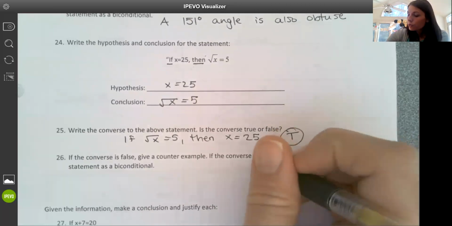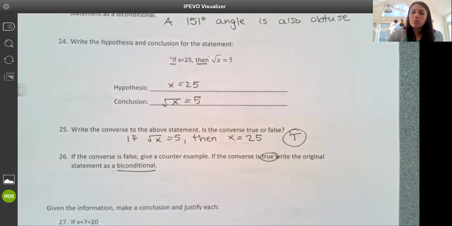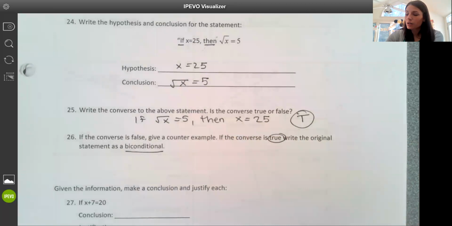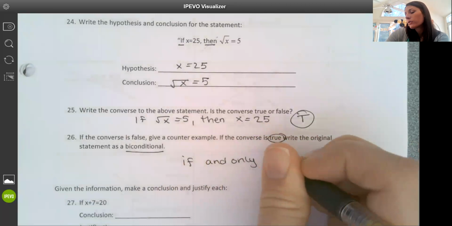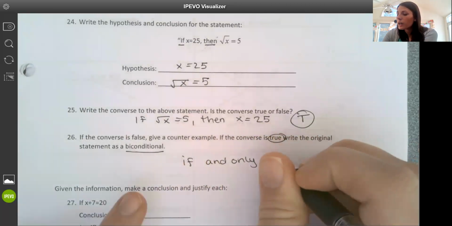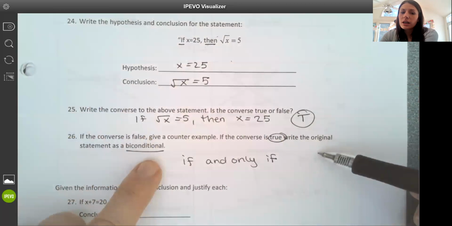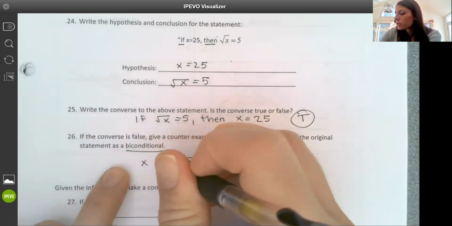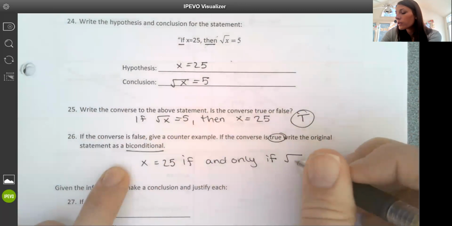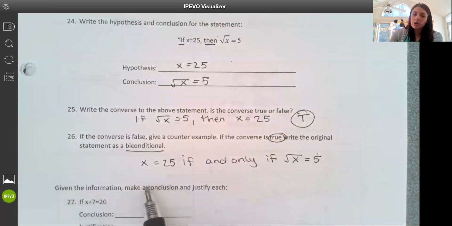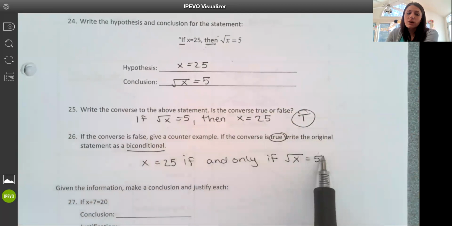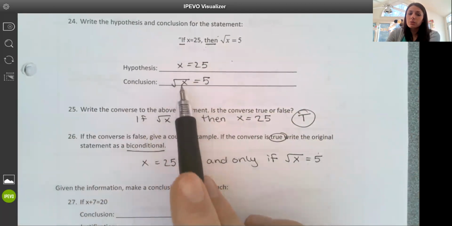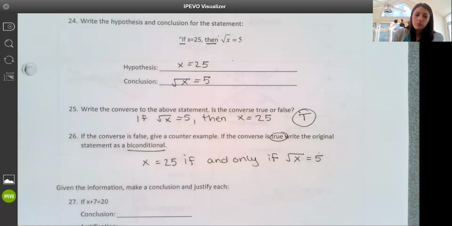So because it is true, we're going to write a biconditional. Biconditional is when we connect hypothesis and conclusion with the words if and only if. So that's going to go in the middle. I'm just going to take hypothesis and conclusion and connect that. X equals 25 if and only if the square root of X equals 5. That's how I write my biconditional. So here's my hypothesis, conclusion. Could have flipped it around. Could have put this at the beginning and the X equals 25 at the end, as long as these two statements are connected with if and only if in some way.